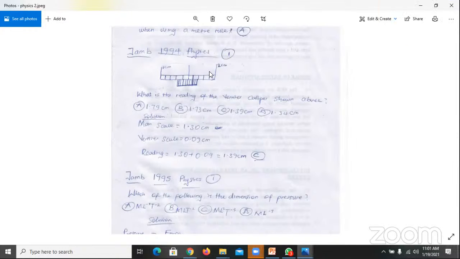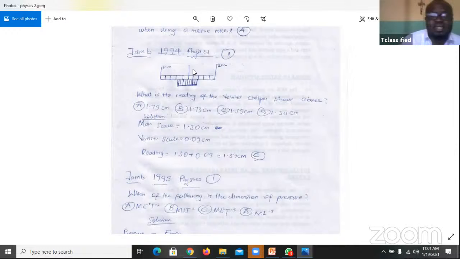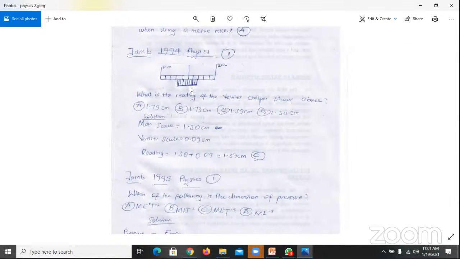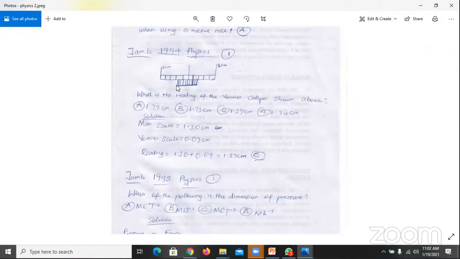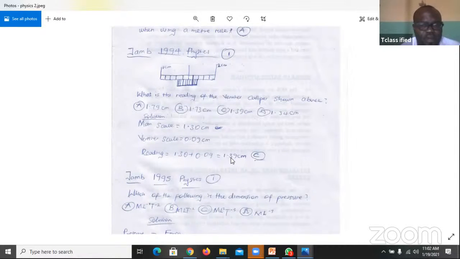Yes, sir. The most important thing is that you understand that it is the point of coincidence where you pick your main scale, then you check for the next one. So how do you get the Vernier scale? Once you get your main scale, then you read out how many points are on this Vernier scale. Can you see the Vernier scale here? Can you read the total points? Is it 1 centimeter? Yes, sir. For what we're having here, it is 1.9.